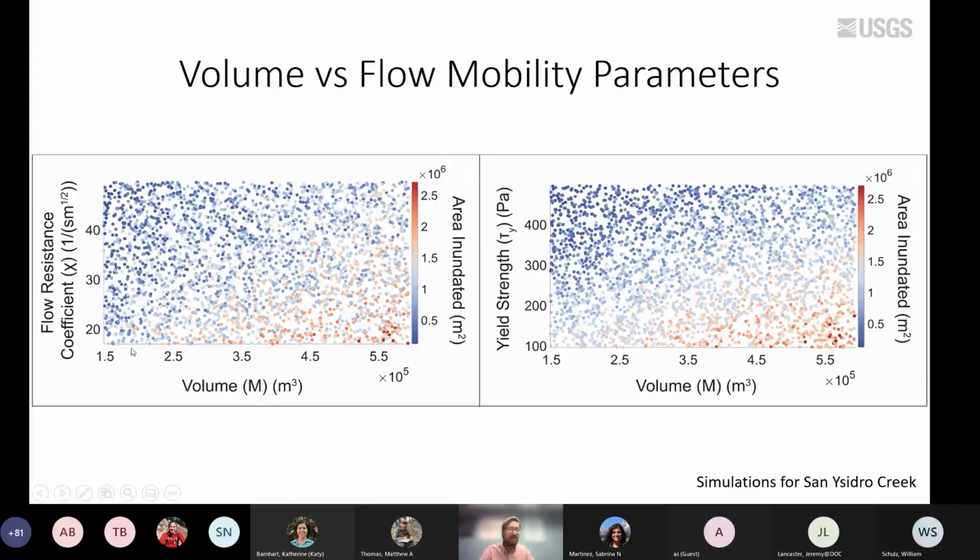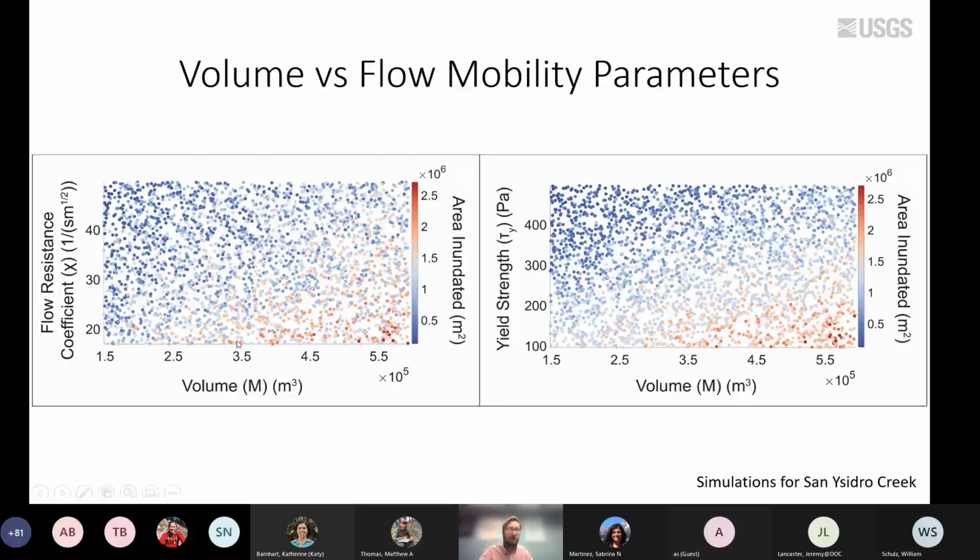And we can see that if we hold the flow resistance coefficient or the yield strength constant and move across the x-axis, we see that there's a pretty large variation in area inundated depending on what the input volume is. So we see that moving across the x-axis both for the yield strength and the flow resistance coefficient. And we see a similar trend if we hold the volume constant and only alter the flow mobility parameters.